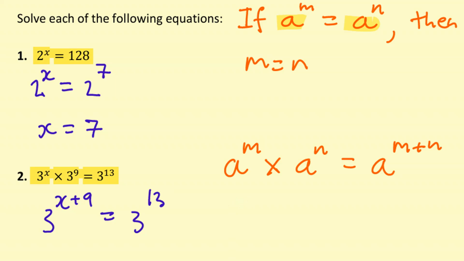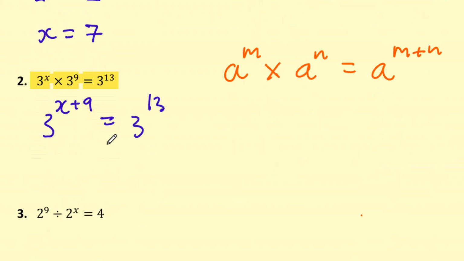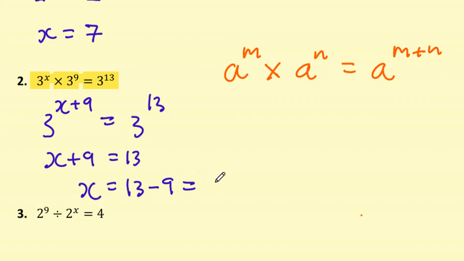Now we see that the bases are the same on both sides of the equation. So that means that the powers must be equal. So x plus 9 must equal 13. And we solve this equation. So x equals 13 minus 9, which is 4.